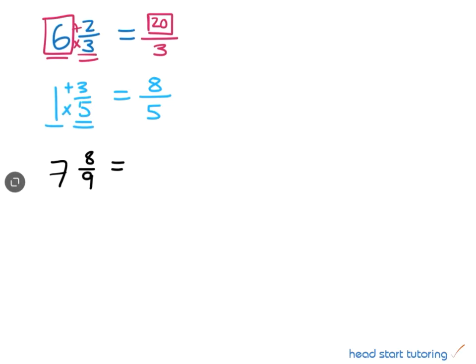7 8/9: we need to multiply our 7 by 9 to get 63, and then we have 63 plus 8, which is equal to 71. So we have got 71 over 9. So 7 8/9 as an improper fraction is equal to 71 over 9.